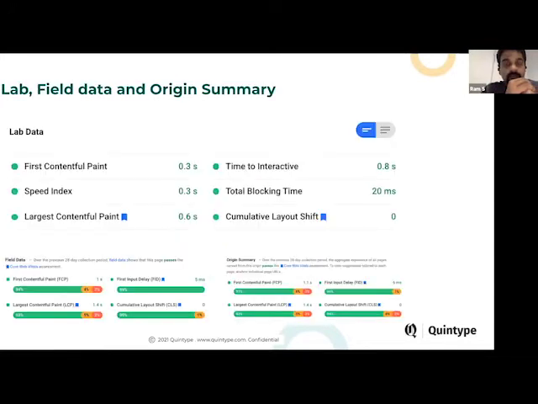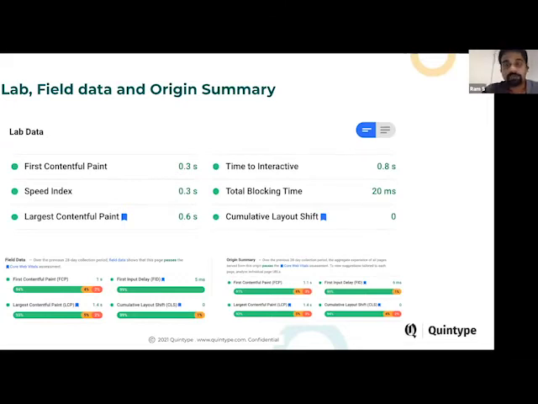Whereas Google has a test, what we call the Lighthouse test, which measures all these things, and then in a lab kind of environment, a testing environment, the metric is computed and shown to you. That we call lab data. The other thing is the field data.